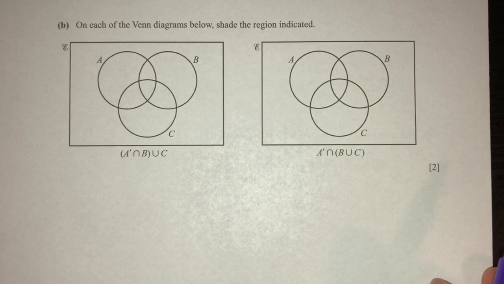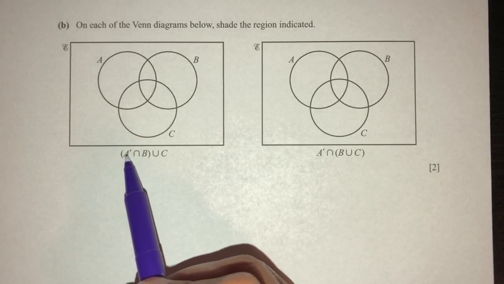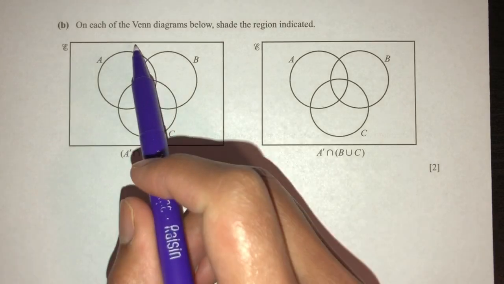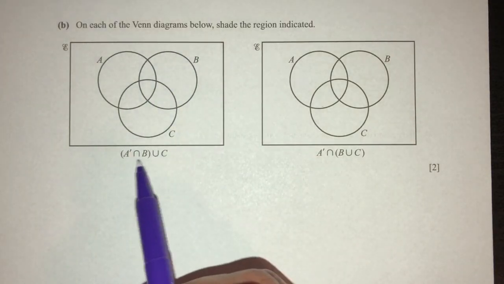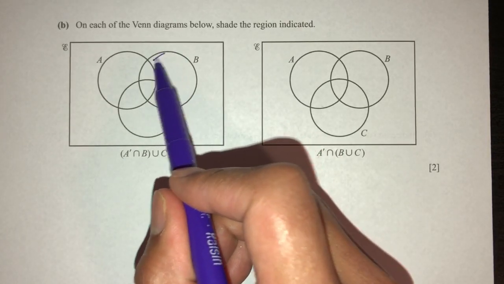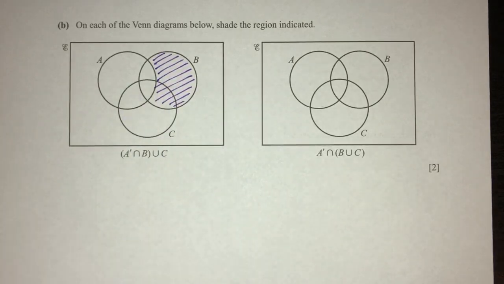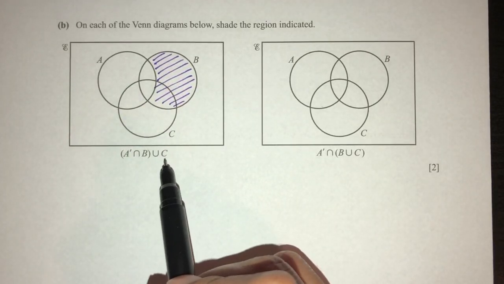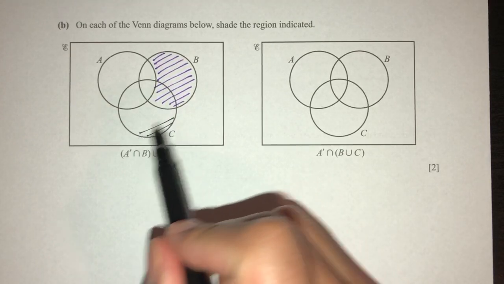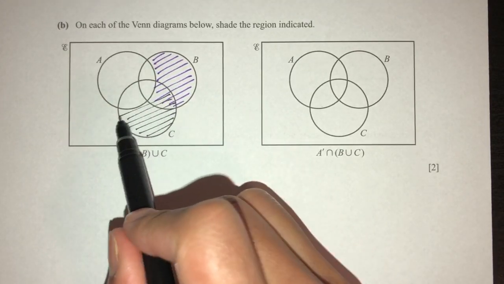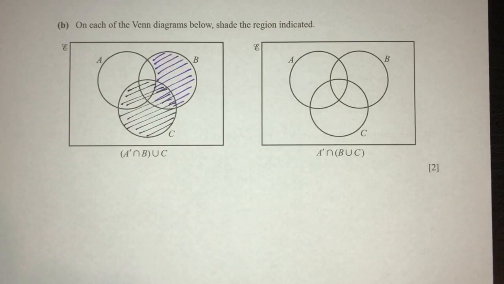Now let's move on to part B. On each of the Venn diagrams below, shade the region indicated. Let's begin with this one by one. What is A prime? A prime is everything outside of A. Intersecting B, so you will have A prime, outside of A but B, that will be this part. And then we have union C, you will have C with this. So that will be the region that you need to shade. So this and this, the black and the purple one together, okay?